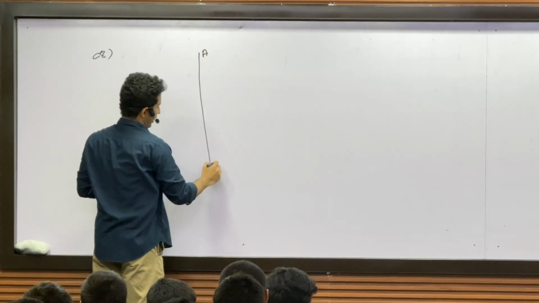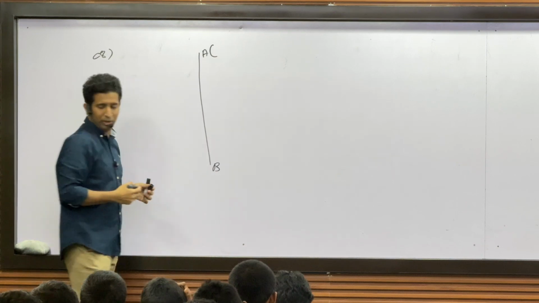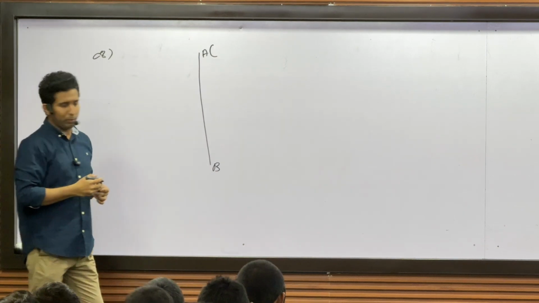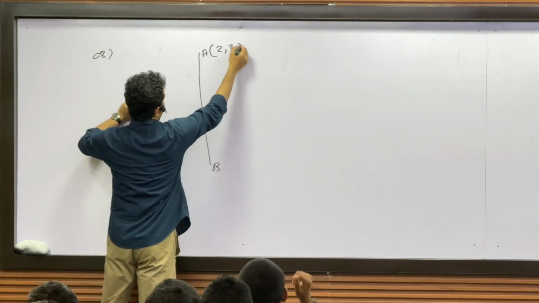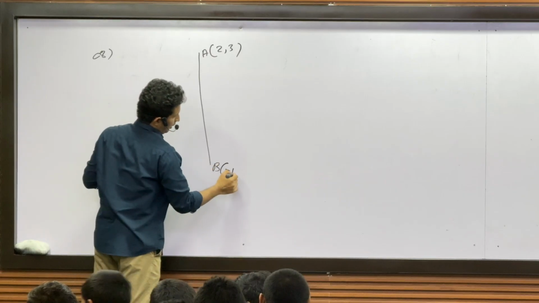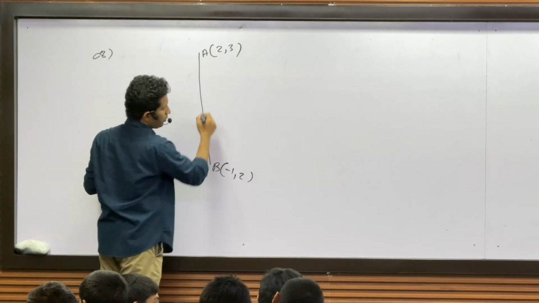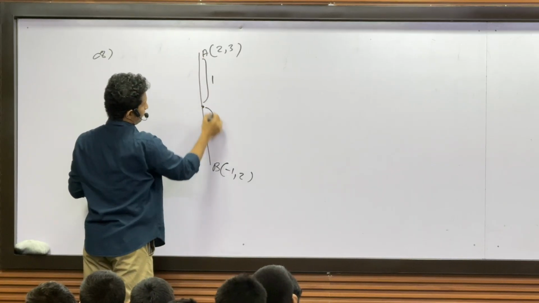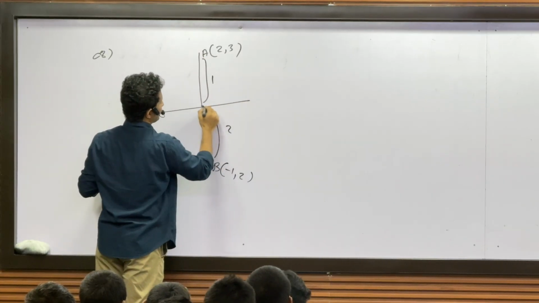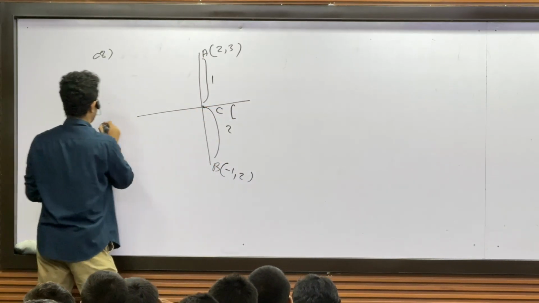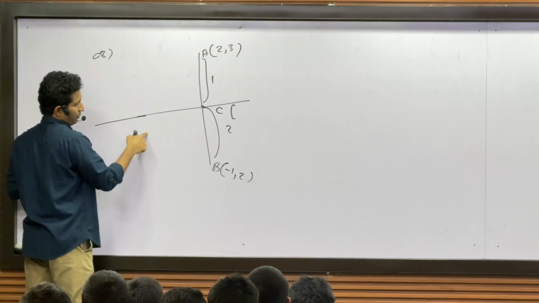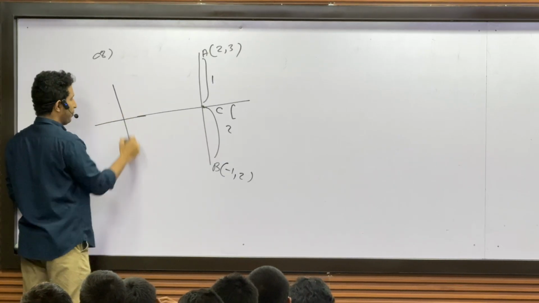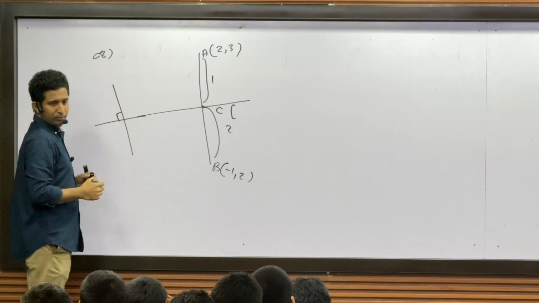Now this is A and this is B. What are the coordinates of the first point? 2, 3. And then minus 1, 2. In which ratio? 1:2. I will take this point as C, so that you can find the coordinates of C. And the required line is perpendicular to the line, what?